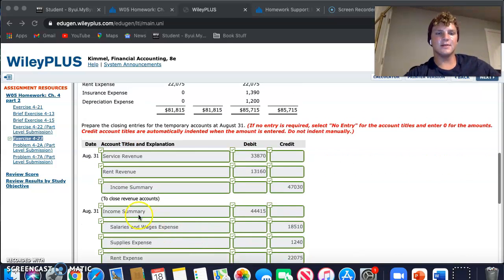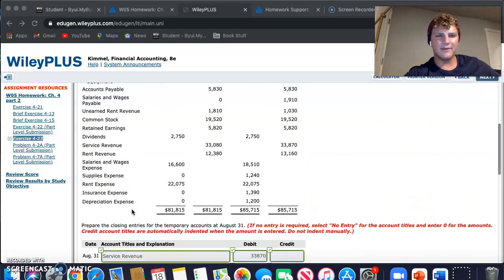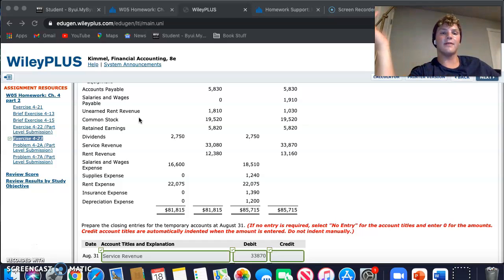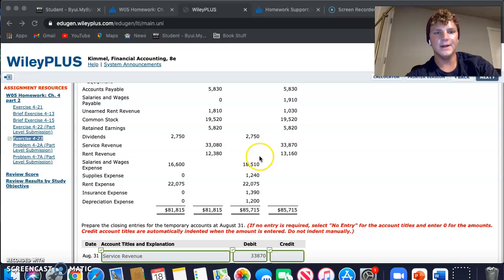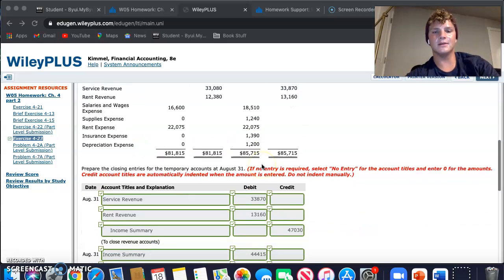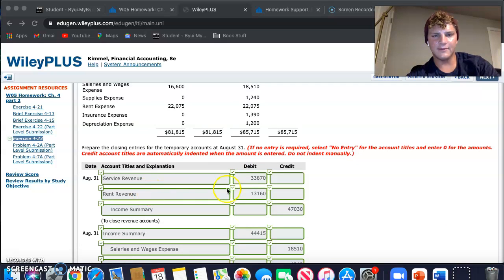So again, to start, we're starting with revenues. So let's come up here and see we have 3 revenue accounts. One of them is unearned rent revenue, and because that's a revenue that we're receiving in the future, we don't actually need to worry about it. So let's just look at service revenue and rent revenue, and we see these values of a little over 33,000 and a little over 13,000. So we're going to start by plugging these 2 accounts and totaling them out. Service revenue, rent revenue, same totals from up above that I just showed you, and we're going to add those together to get $47,030 for our income summary.